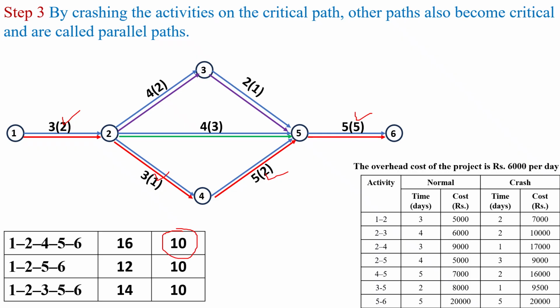Similarly, I have to look at another path, 1, 2, 5, 6. Duration is 12 and crashing time will become 2 plus 3, 5, 5 plus 5, 10. So here also 10. And another path is 1, 2, 3, 5, 6. Here the duration is 14 and crashing time is 2 plus 2, 4, 4 plus 1, 5, 5 plus 5, which is 10. So here the maximum possibility of crashing is 10 days.